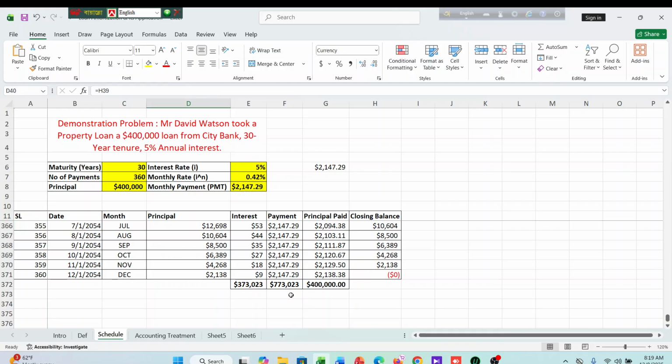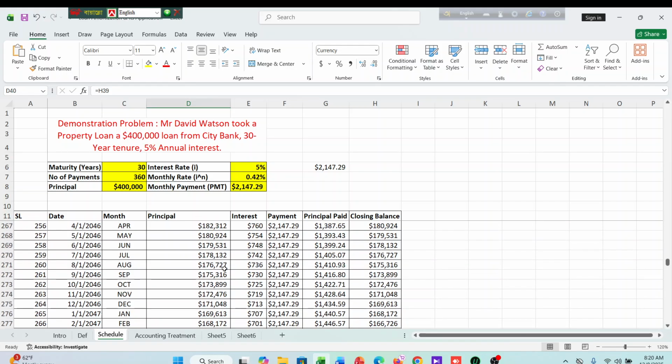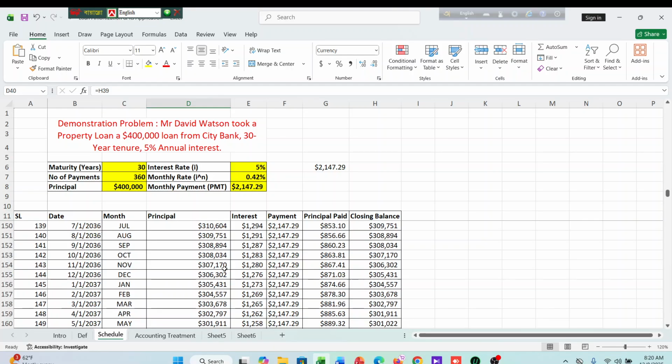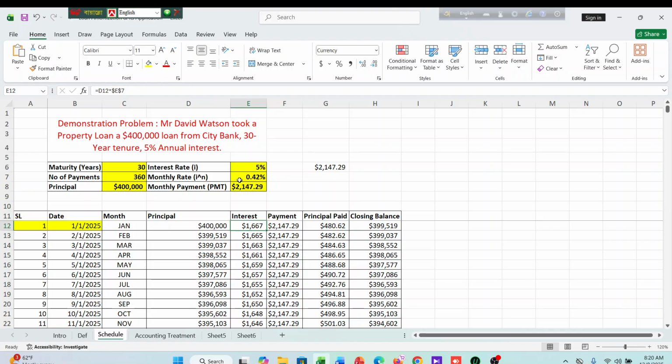Hopefully, you now have a much better idea about loan amortization. For your benefit, I will give you a little help on how we calculated this. Our principal was 4 lakhs. How do we calculate the interest? Our monthly interest rate is 0.42%, so we multiplied 4 lakhs by 0.42%. Look at this figure.